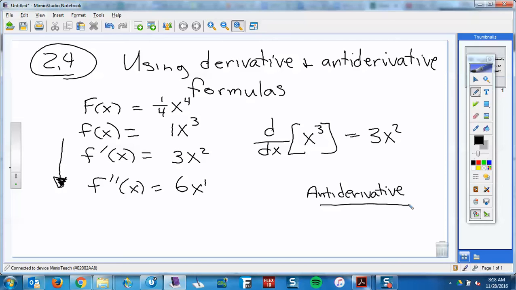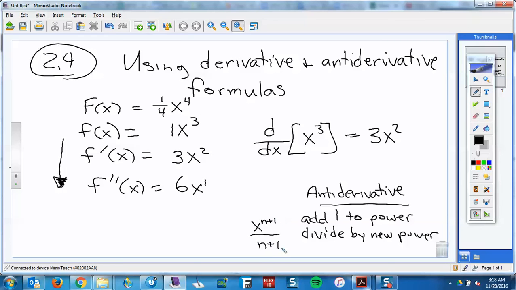Now, with a power rule, we can do it. If you think about it, the derivative is what? You bring the power down and multiply, and then drop the power by 1. So let's do that in reverse. So in reverse, it would be add 1 to the power, and then instead of multiply, it'd be divide by the new power. If you think about it, that's the rule. Now, here's how we usually write it. X to the n plus 1 over n plus 1. That's how we usually write it.